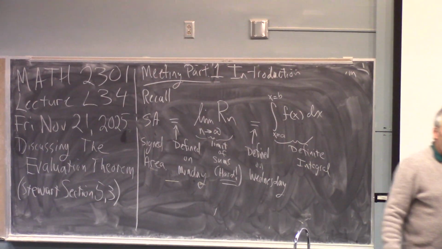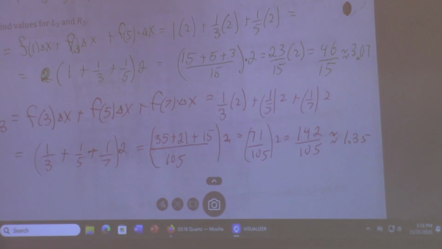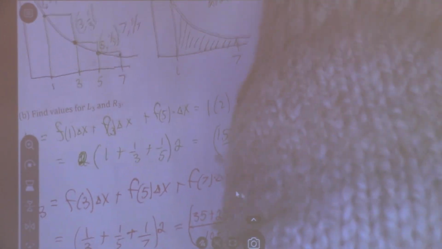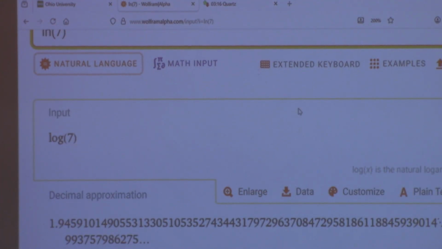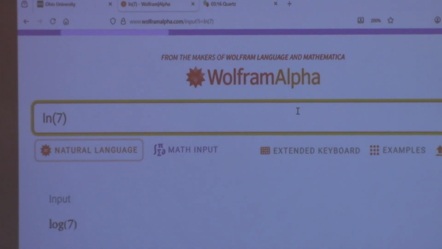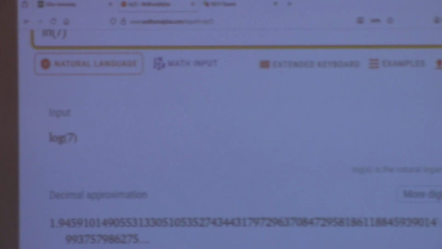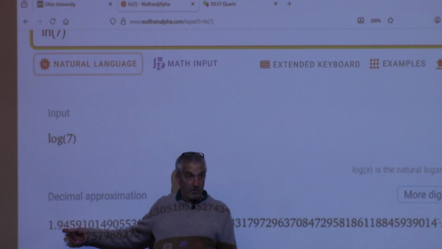Anybody remember what that number was? Cooper? 1.95. If you go on the computer and you type in ln of 7, you get this. 1.95, roughly. That's really cool.